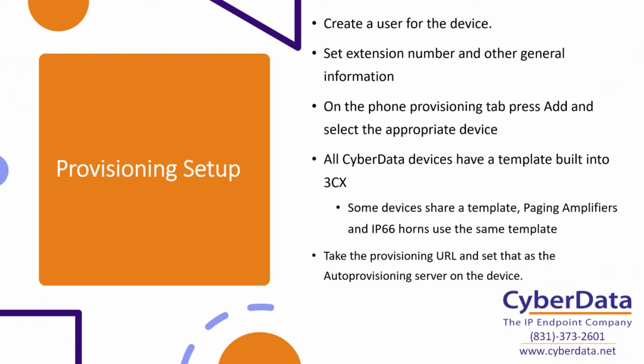Once you have the template picked, you get a provisioning URL that basically tells the device where to go to get the particular file. You can either set that up in your DHCP rules, so devices will automatically fetch that file from the server, or you can just input that into the auto provisioning server field on the particular CyberData device that you're setting up.